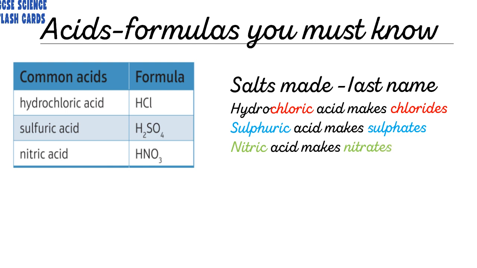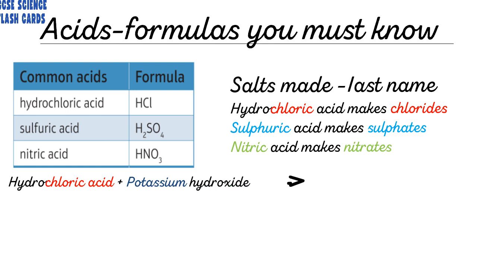Finally, it is important for you to predict the salts being made from a reaction. For example, what's the name of the salt that would be made when potassium hydroxide reacts with hydrochloric acid? It would be potassium chloride, and the other product would be water, as this is a neutralization reaction. So remember, the first name of the salt comes from the metal and the last name comes from the acid.